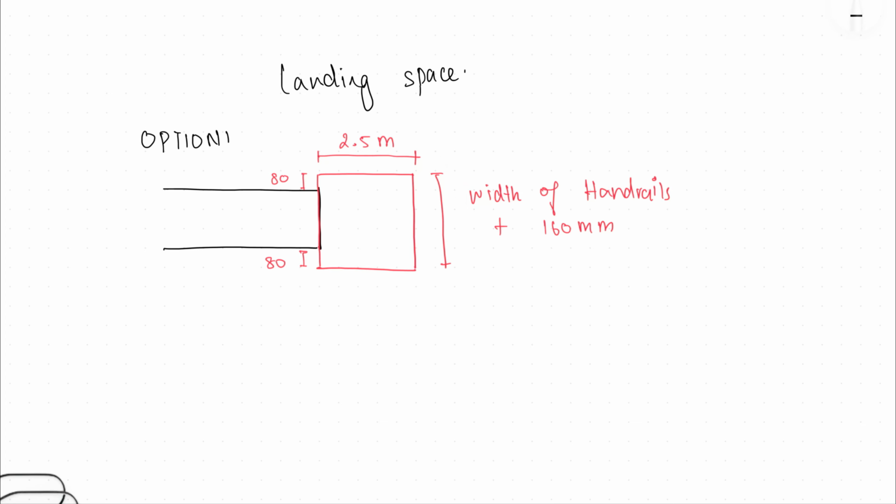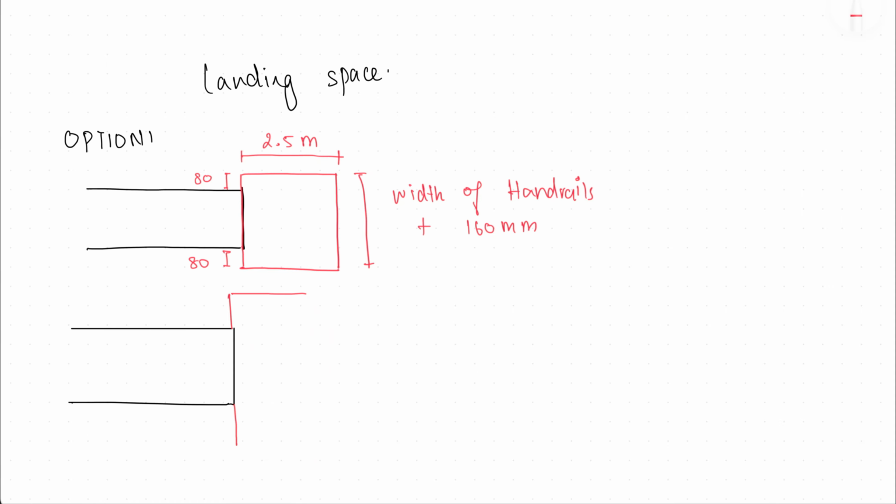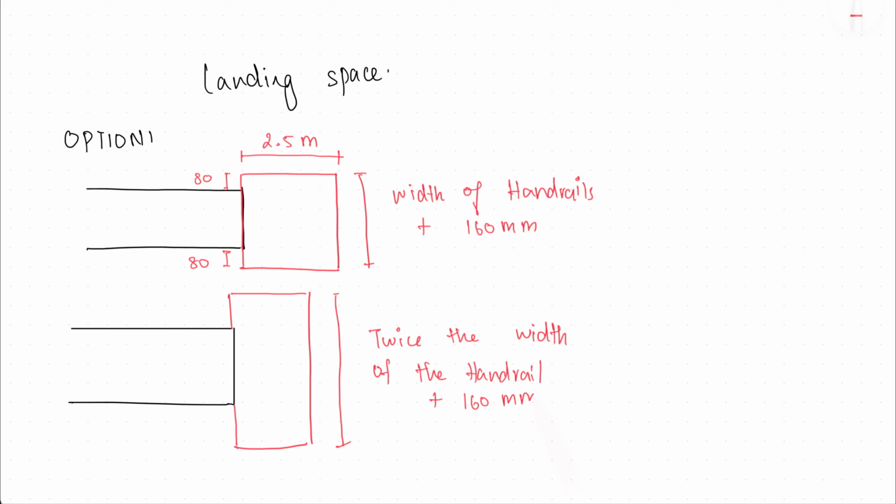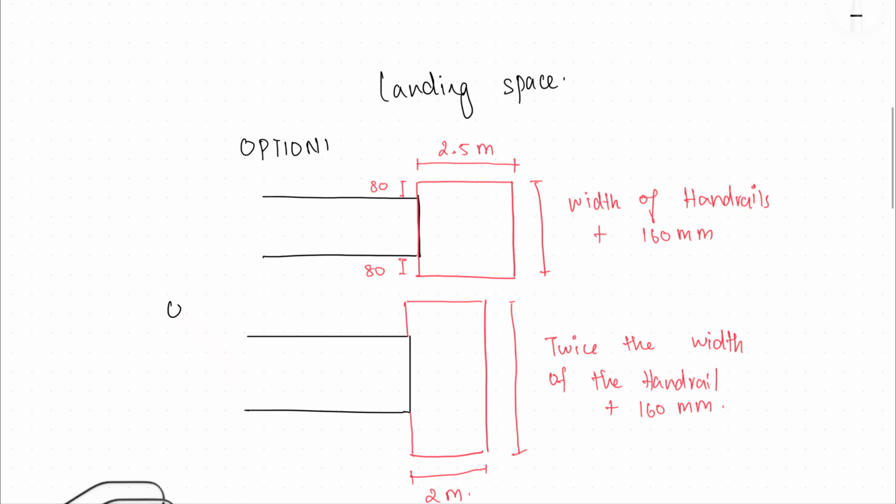Your next type is twice the width of the handrail plus 160 mm. And if it is twice the width of the handrail and 160 mm, then this length can be 2 meters. And this is your option 2. Also, these are all taken from the NBC. Refer to them again if you are confused. Okay, so this is your landing space.